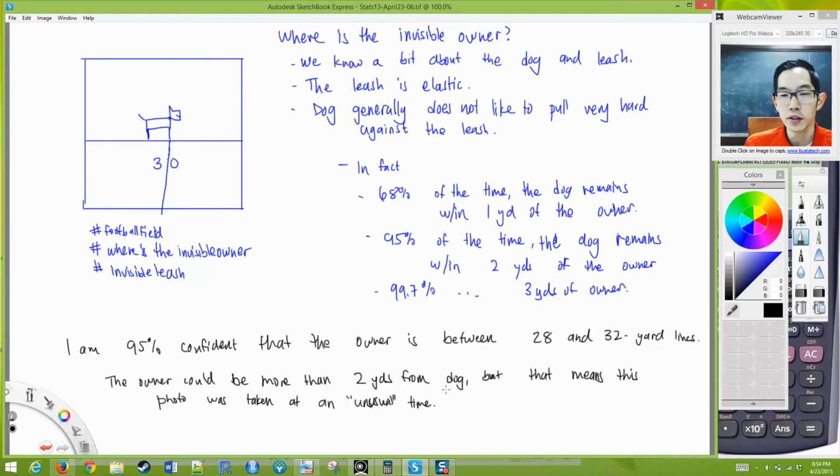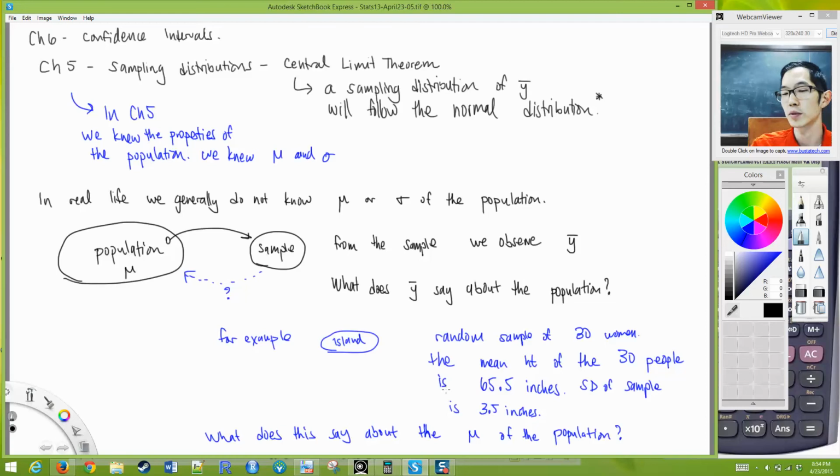Okay, so how does this relate back to the original question that I had? What we originally said was we've taken a sample of 30 women from the island, and the mean of the sample was 65.5. What does this say about the mu of the population?